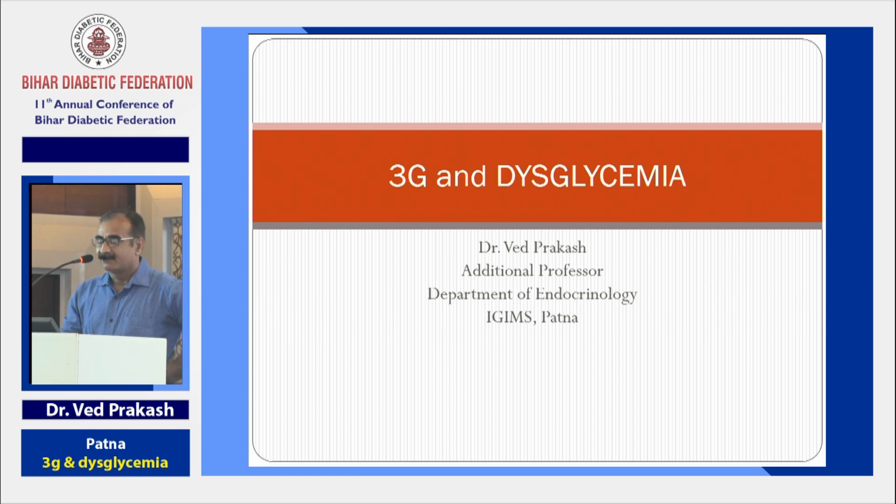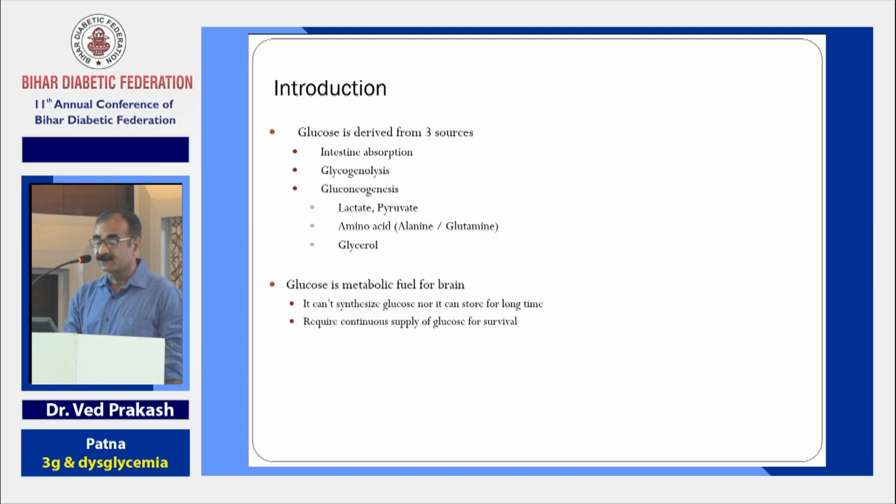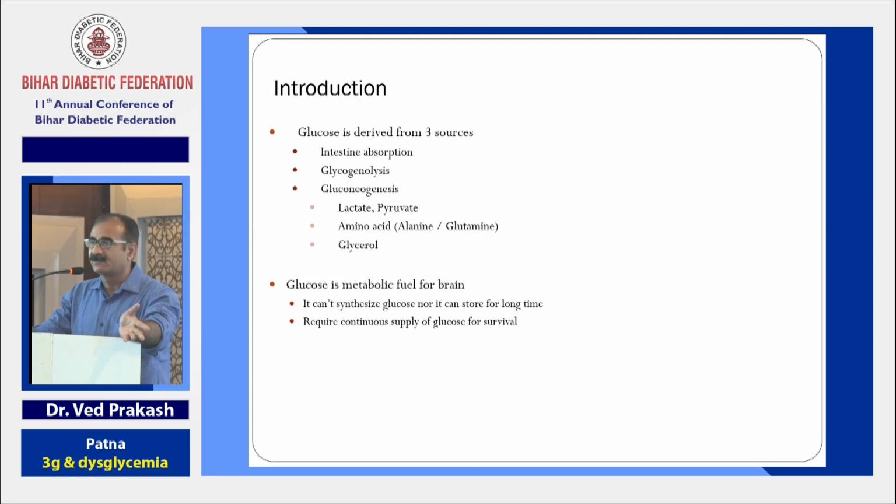So the topic given to me is 3G and dysglycemia. It is a very interesting topic, and it actually covers the physiology level, pathology level, and also the treatment level. Basically, glucose in the human body is derived from three sources. First is the exogenous glucose, which we take by food, mainly in the form of polysaccharide converted into oligosaccharide, disaccharide, monosaccharide, and finally monosaccharide is absorbed from the gastrointestinal tract. That is the exogenous source of glucose.